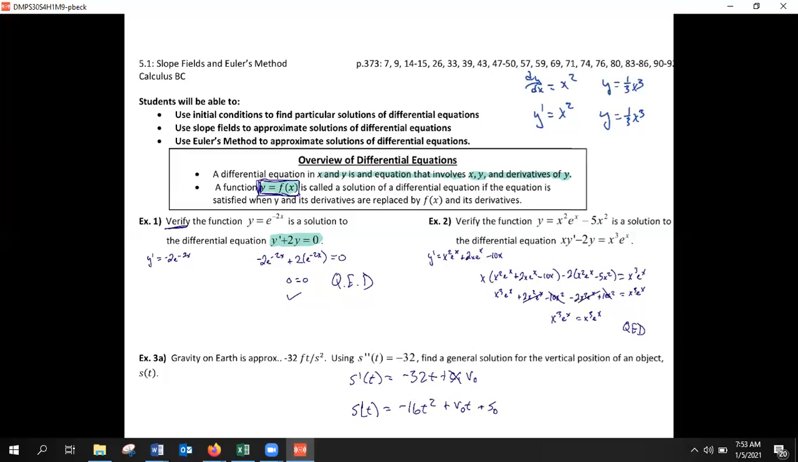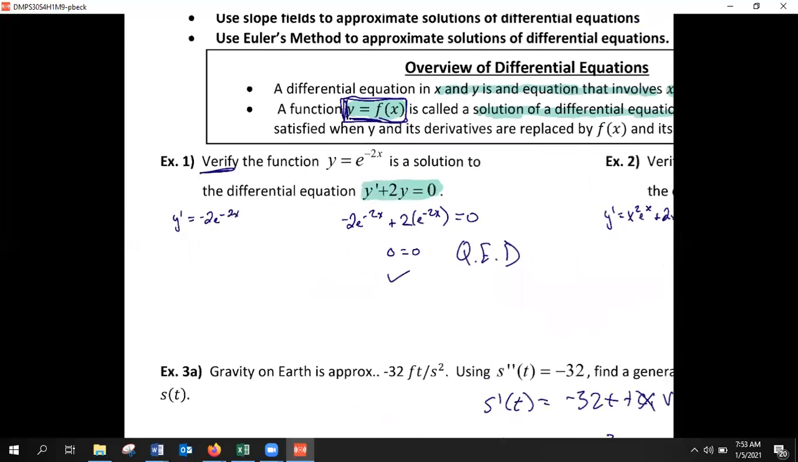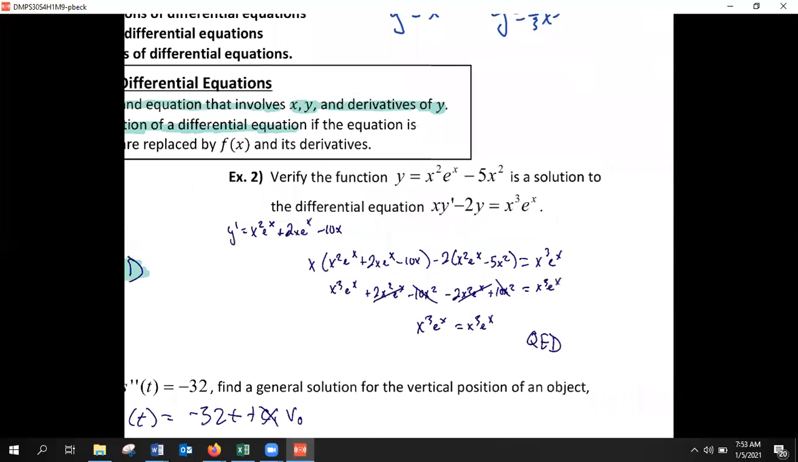So, a solution to the differential equation. We have a solution to the differential equation if the equation is satisfied when y and the derivatives are replaced by our function and its derivatives. We can see that with our first example here. We have our function y equals e to the negative 2x. To prove that it's a solution, we are going to go ahead and find the derivative. So y prime is negative 2 e to the negative 2x. And then we plug y prime in, then we plug y in. And is it true? Does that equal 0? Yes, it does. 0 equals 0. And QED. Proved as directed.